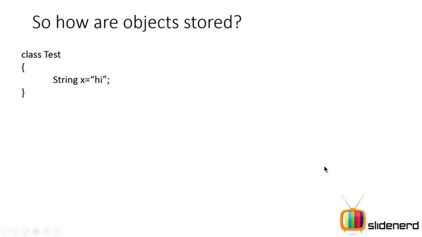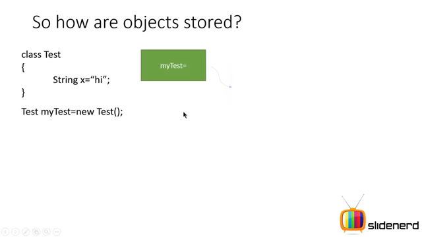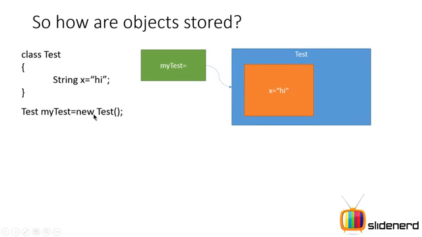So now let's talk about this further and try to understand something about equality. So again, you say Test myTest = new Test(). At this point, there is my variable myTest. There is the actual object that contains the data x equals 5 that is stored somewhere at some other place, and myTest is simply pointing to that place with this arrow over here.